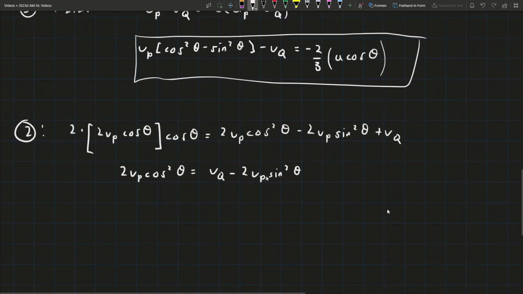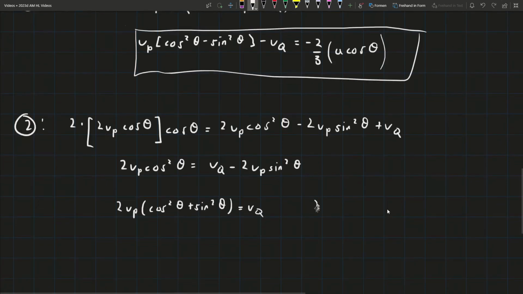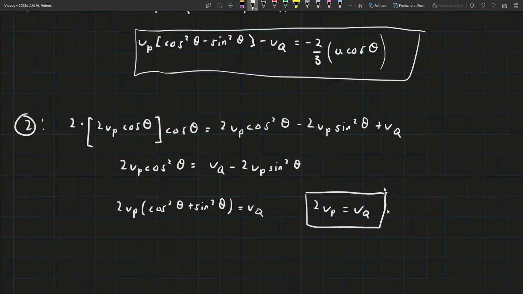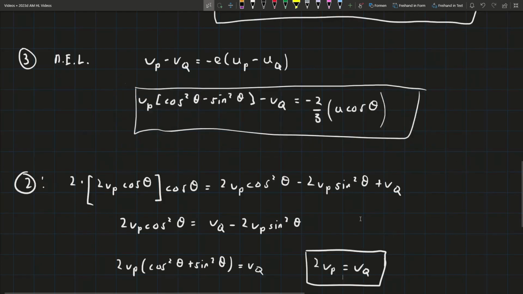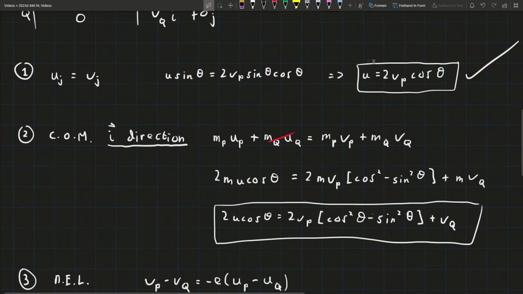And we can also notice something nice. If we bring that sine squared theta to the other side, what we'll have is 2Vp, factor that out, and then we get cos squared theta plus sine squared theta equals Vq. One of the trigonometric identities is that cos squared plus sine squared is 1, so you get 2Vp equals Vq. So very nice equation there. And then we can use this in our final equation, this third one. So we can replace the Vq with 2Vp, and we can replace the u with this.